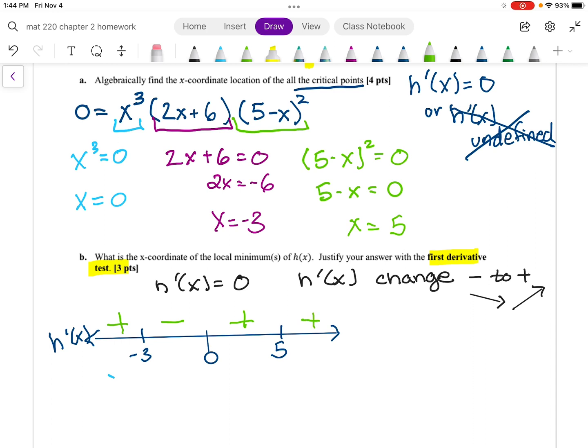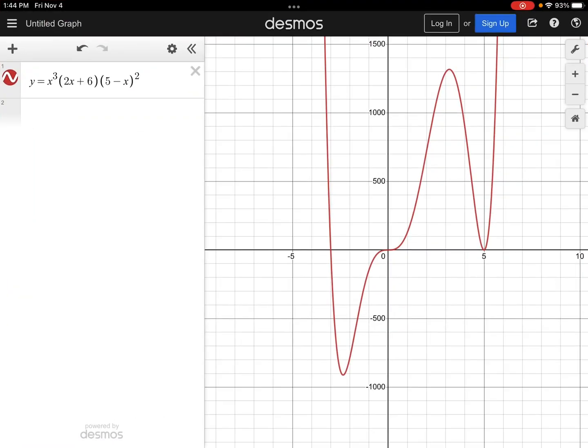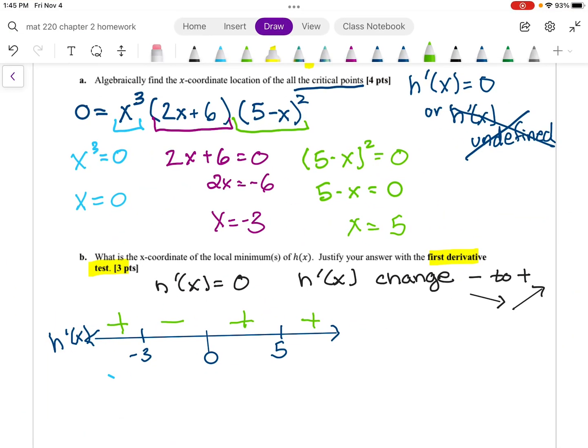Now, these signs I could also check with the graph. If I'm looking at the graph of the derivative here, notice to the left of -3, my derivative is positive. Then between -3 and 0, it's negative, and then it remains positive the rest of the function. And so those values are reflected on my sign chart. And I can look here and go, okay, my function's increasing, then it's decreasing, then it's increasing, and then it's increasing some more.